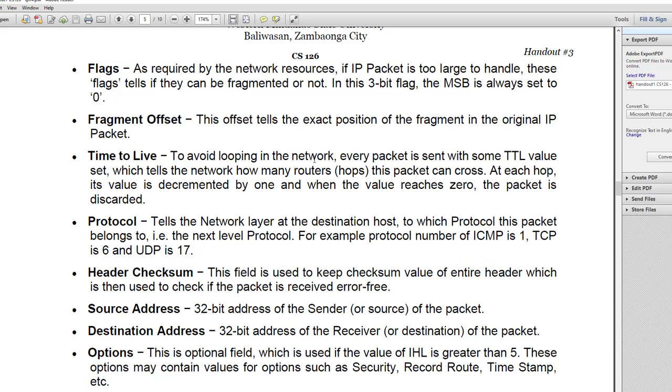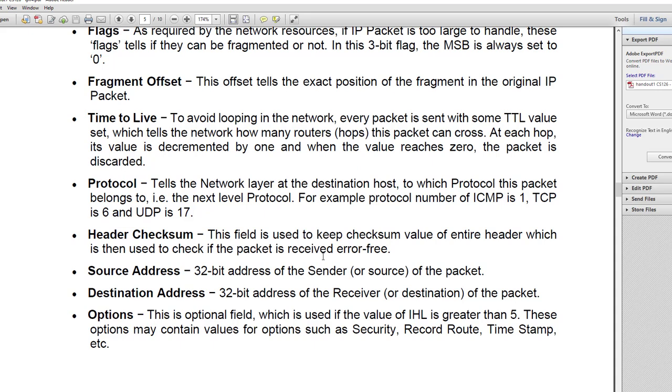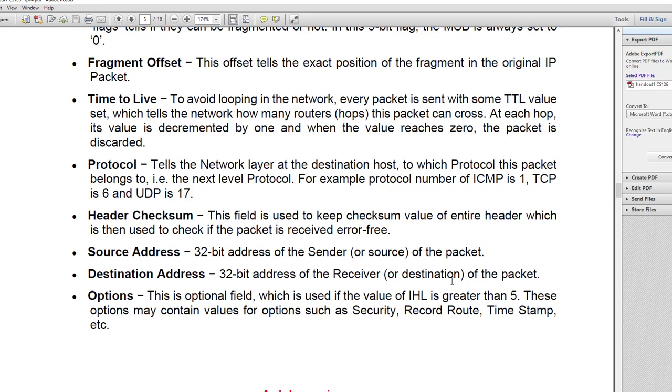Time to live. To avoid looping in the network, every packet is sent with a TTL value, which tells the network how many routers or hops this packet can cross. If you still remember the activity that we had using the ping, there's a part there where you can see the TTL, or the time to live. Next is protocol, which tells the network layer at the destination host which protocol this packet belongs to.